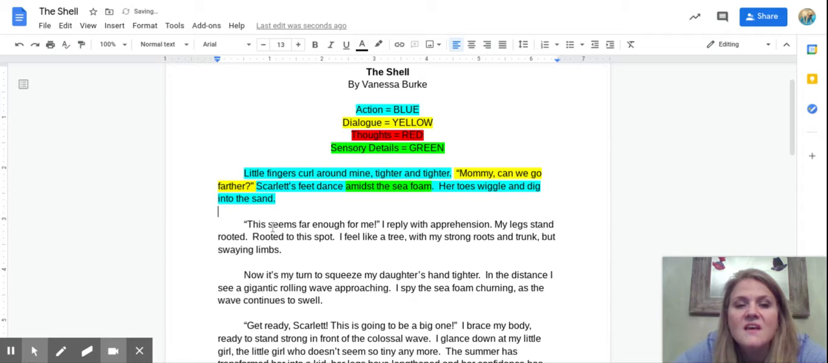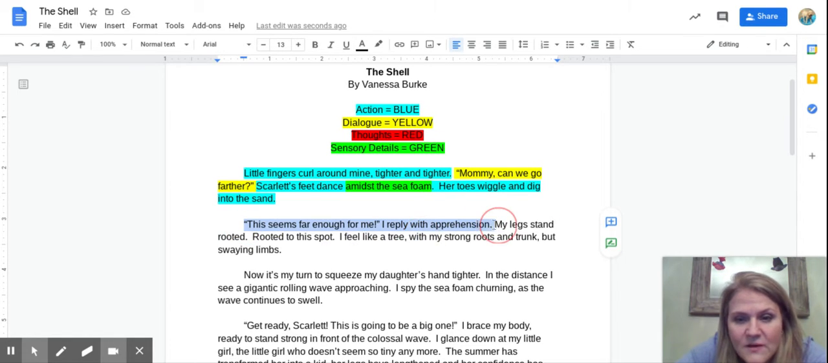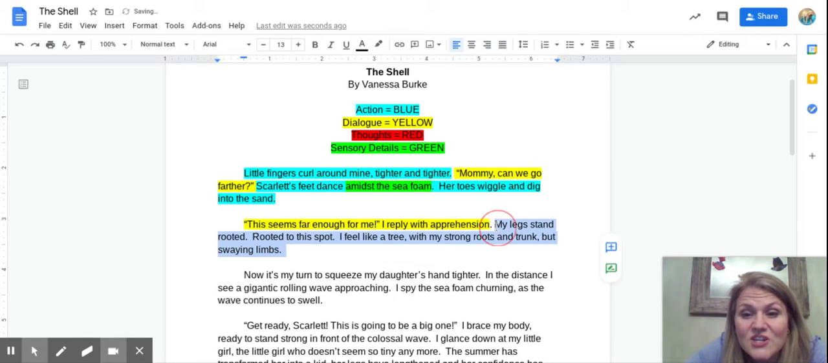Okay? "This seems far enough for me," I reply with apprehension. There's some more dialogue. My legs stand rooted to this spot. I feel like a tree with my strong roots and trunk, but swaying limbs.